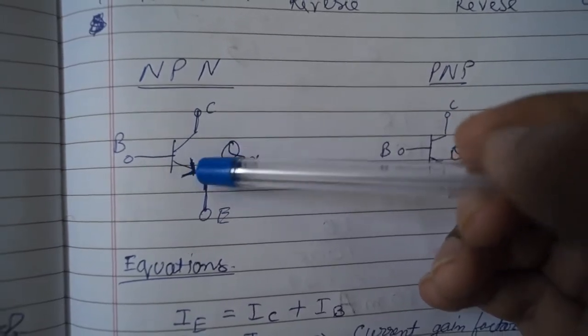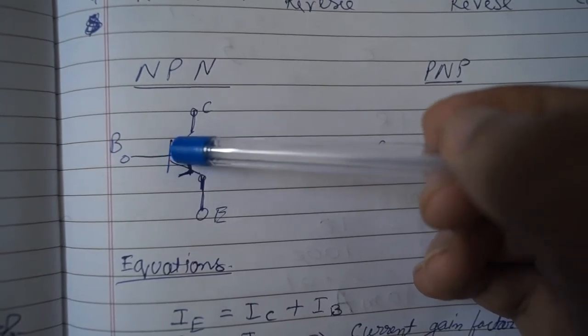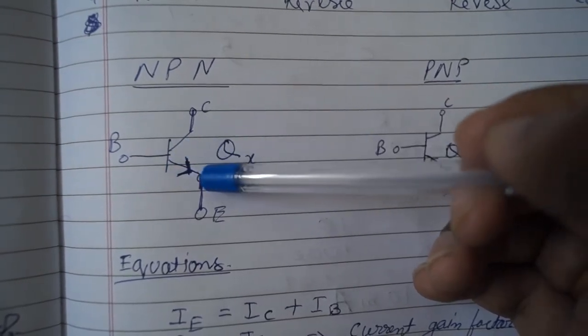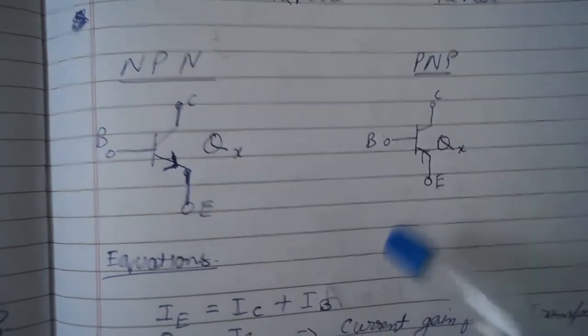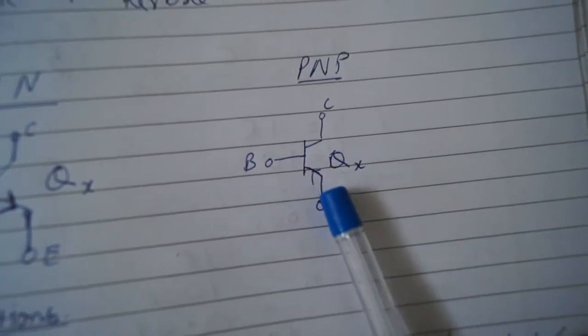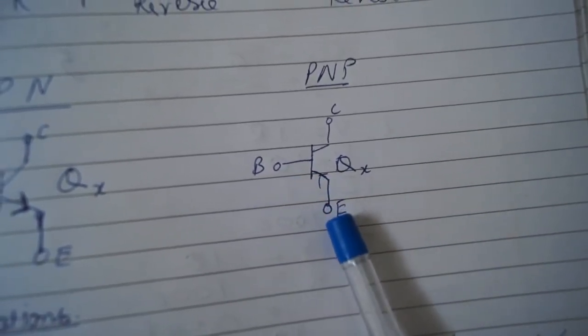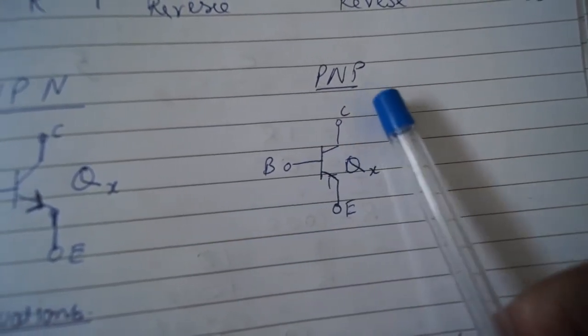The direction of the arrow is from P type semiconductor to N type. So the direction of the arrow is from P to N. And here you can see the direction is from P to N. And this is the emitter, this is base and this is collector. This is the PNP.